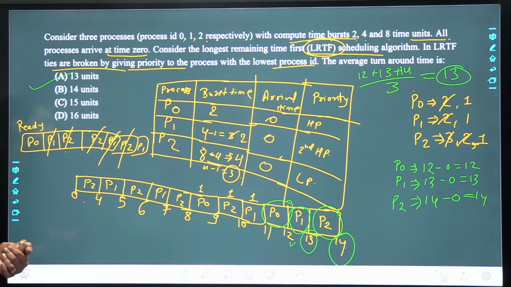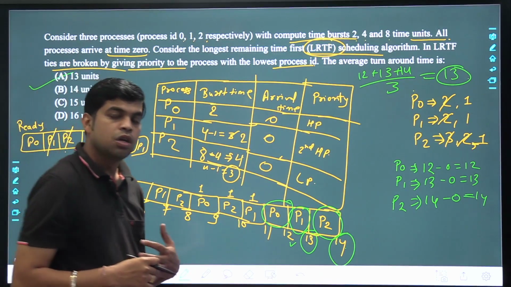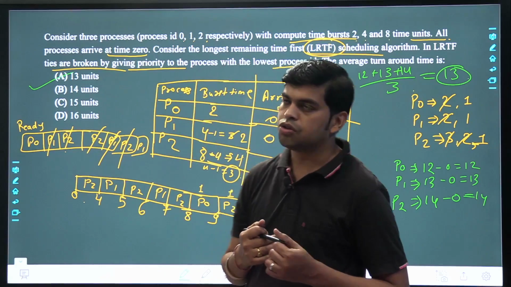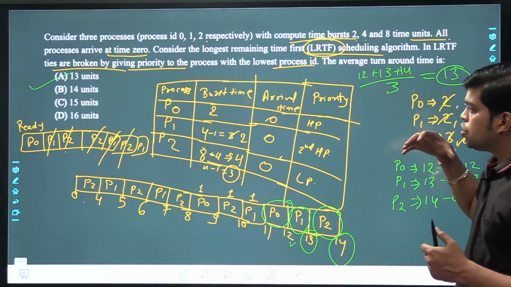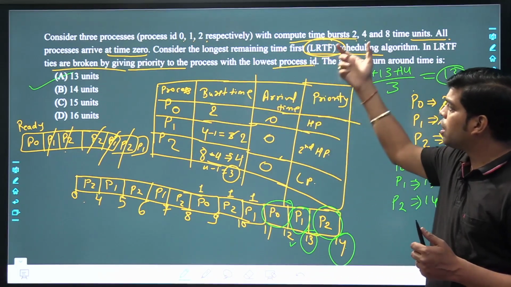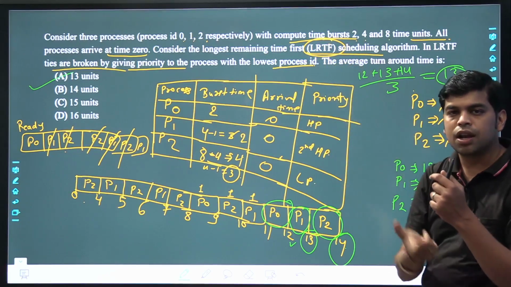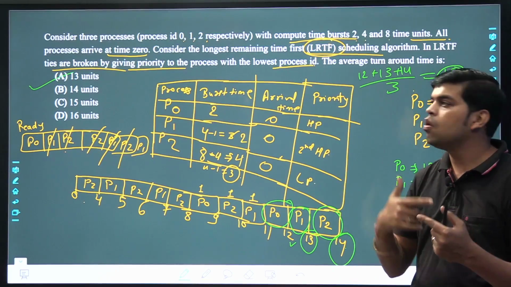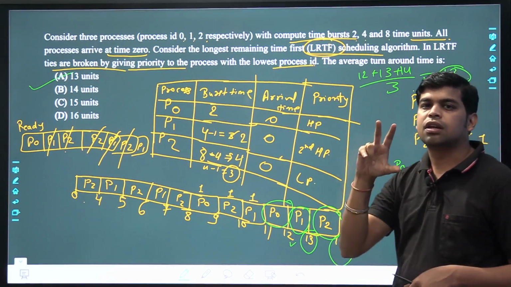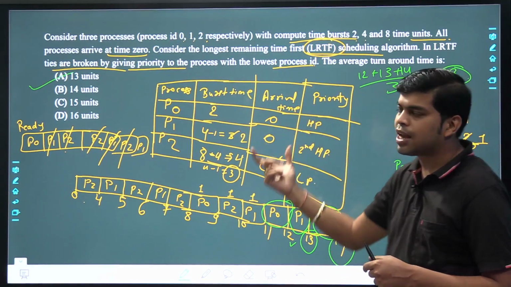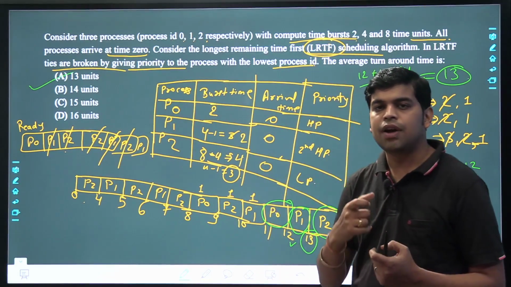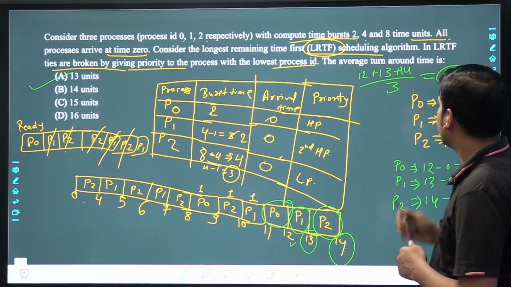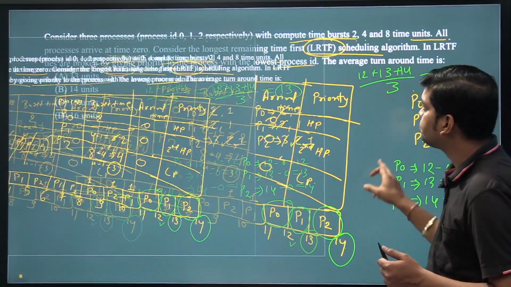A is the right answer because the question asks only for the average turnaround. So that is the logic used in this question. Got it? First we need to solve according to the largest burst, and when the burst is equal, we need to apply priority. So it is a concept of preemptive LRTF with priority, which means when ties occur, we apply the priority technique. So that is the logic.